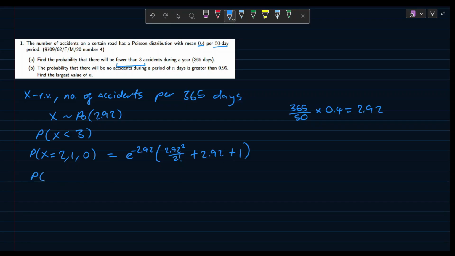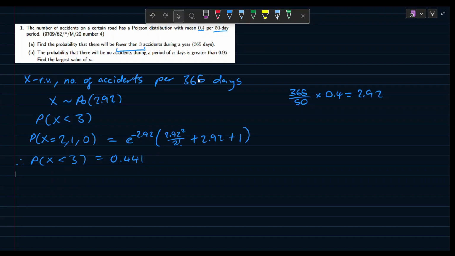So let's punch this into the calculator. This is e to the negative 2.92 times 2.92 squared over 2 factorial plus 2.92 plus 1, and this gives us 0.441, and that's our final answer.